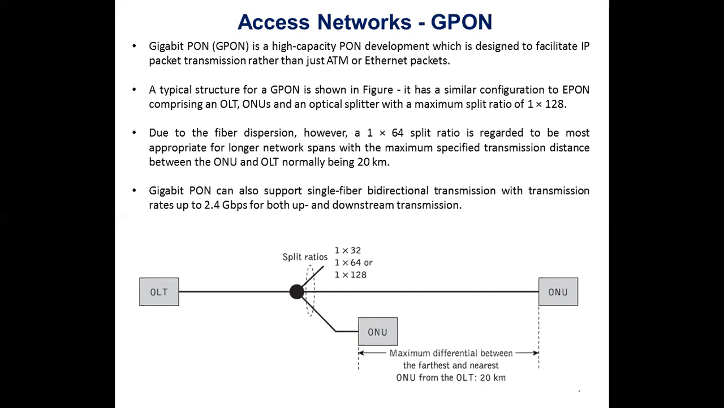Now, however, due to the presence of dispersion, it is known that a 1 cross 64 split ratio is the one which is good enough, or most appropriate, for longer network spans with the specified transmission distance between ONU and OLT. Now, the gigabit PONs can also support single fiber bidirectional transmission. The transmission rates are up to 2.4 Gbps, both upstream and downstream.